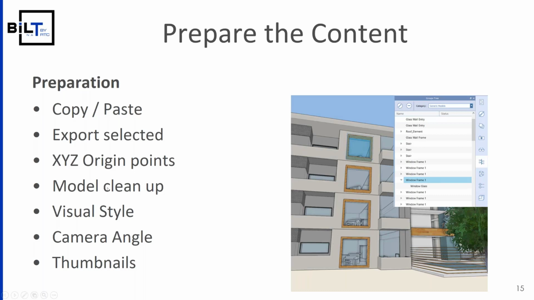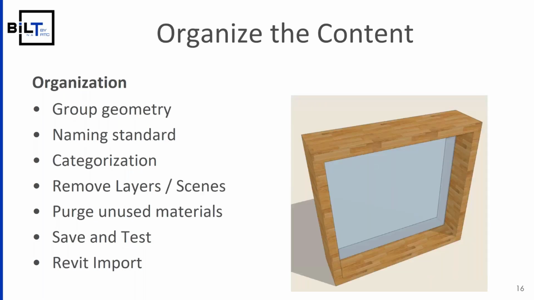Then we'll actually show a little bit about geometry cleanup, the model cleanup, setting the visual style and the cool camera angle so that you can create an appropriate thumbnail for this stuff and have it look nice in your content library. Then we'll talk about organizing the content a little bit, grouping it, how the grouping works, the naming and categorization convention, and using the groups tree to do that. And then also cleaning it up a bit more, taking some of the metadata off, like the layers and the seams, and purging unused materials so that you can keep it lightweight.